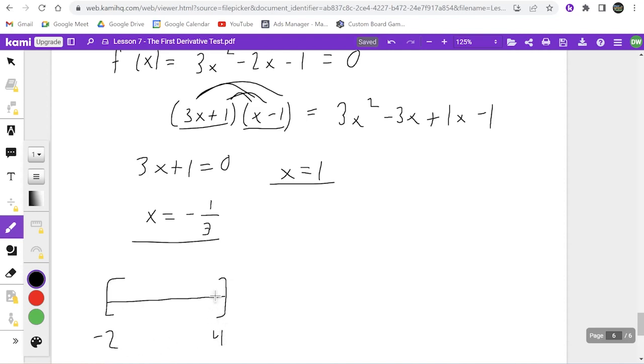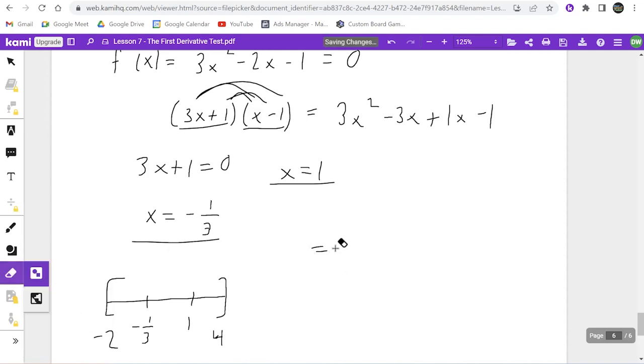By the way, this hasn't shown up today, but there's always the possibility that your critical points are out of your bounds. What I mean by that is, what if we got a critical point at x equals 5? We would say that's out of bounds, and you'd cross it out and ignore it. So that never happened today, but it could have. And maybe it will happen on the homework, who knows.